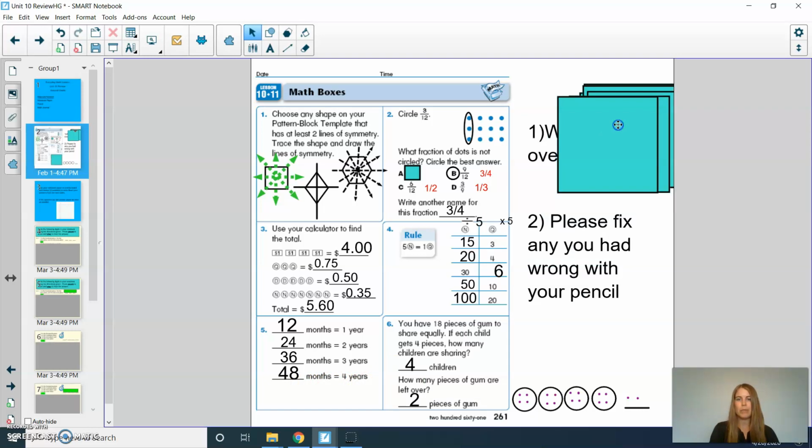For the last question, number 6, you have 18 pieces of gum to share equally. If each child gets 4 pieces, how many children are sharing? So I divided my 18 pieces between 4 children. I noticed that each of the children can get 4 pieces, which 4 times 4 is 16, giving me 2 pieces left over. So 4 children and 2 pieces of gum left over. One more time, double check, make sure you have this page correct, and if you have any mistakes, fix those with your pencil and eraser.